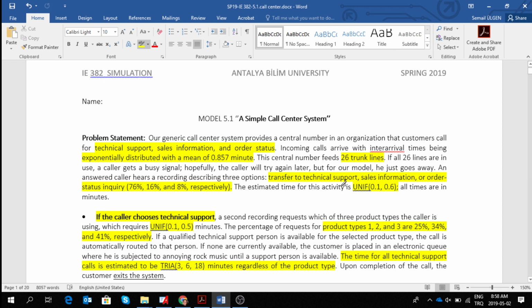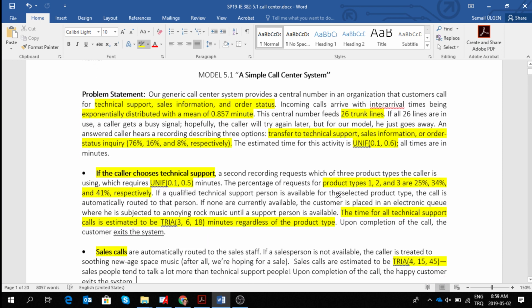So an answered call hears a recording describing three options: transfer to technical support, transfer to sales information, or transfer to order status. Of course, there is a probability for them. 76% of the time it's going to transfer to technical support, 16% of the time to sales information, and 8% of the time to order status inquiry. Each time this transfer is going to take around uniformly 0.106 minutes. So everything we talk about is going to be in terms of minutes.